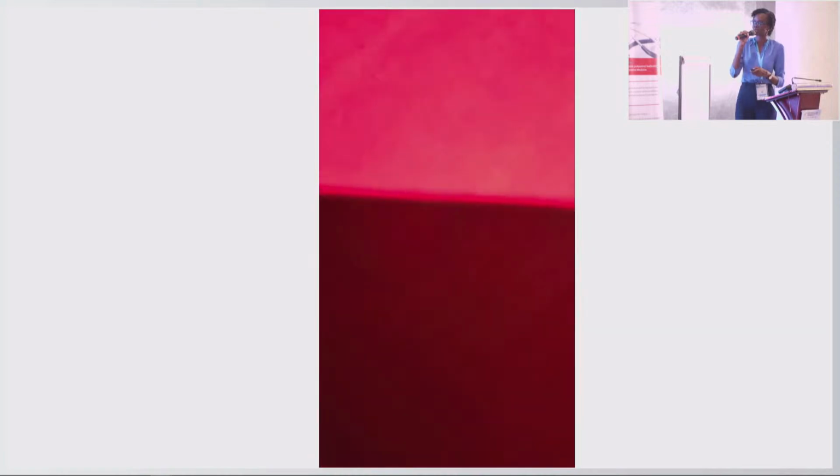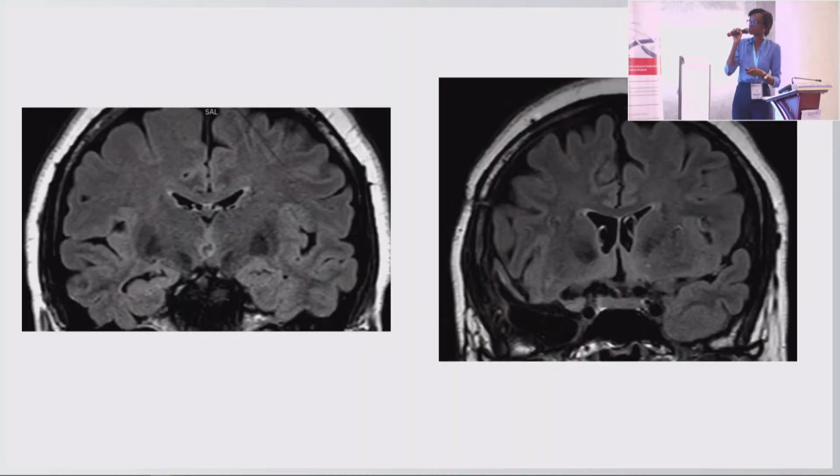Okay. So these are her scans. These are coronal FLAIR scans, and on the left is before the surgery, and on the right is after surgery. On the left, in this area, you can see that she had hippocampal sclerosis and atrophy, and post-surgery, she had an anterior medial temporal lobectomy done. You can see that area is now missing.